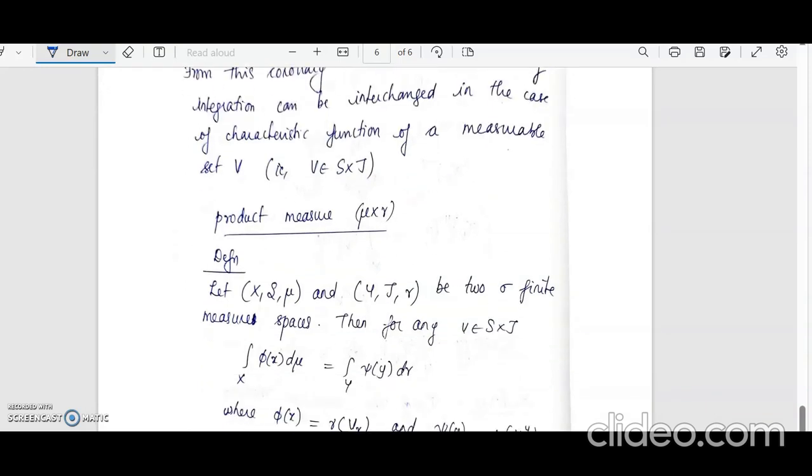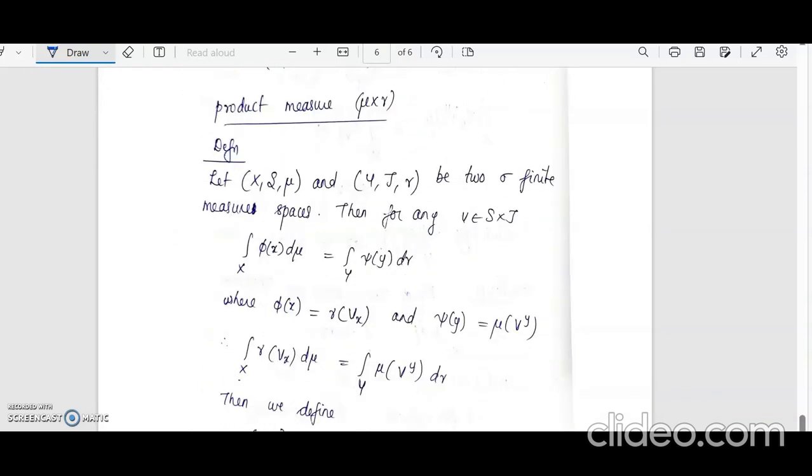So now we will give a proper definition for the product measure. We have the measure spaces x script s mu and y script j r. Both are sigma finite measure spaces, and for any v belongs to s cross j, we have this result. Now, as we said in the theorem, integral over x phi of x d mu equals integral over y psi of y dr, where phi and psi are defined this way: phi of x is r of vx and psi of y is mu of vy.